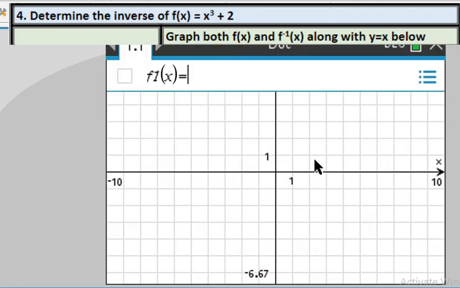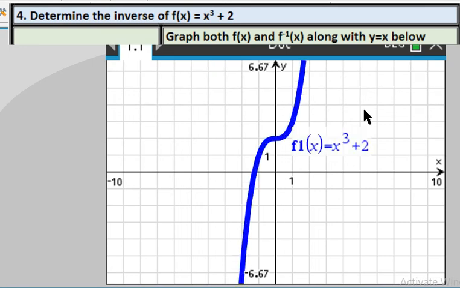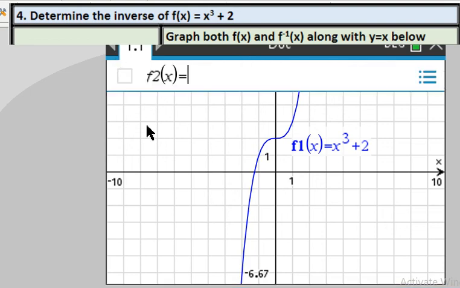So go back to current, and now I'm going to put in x cubed plus 2. Make sure you get out of your exponent after the cubed, add your 2, and that's our first function. Next, we're going to add y equals x.